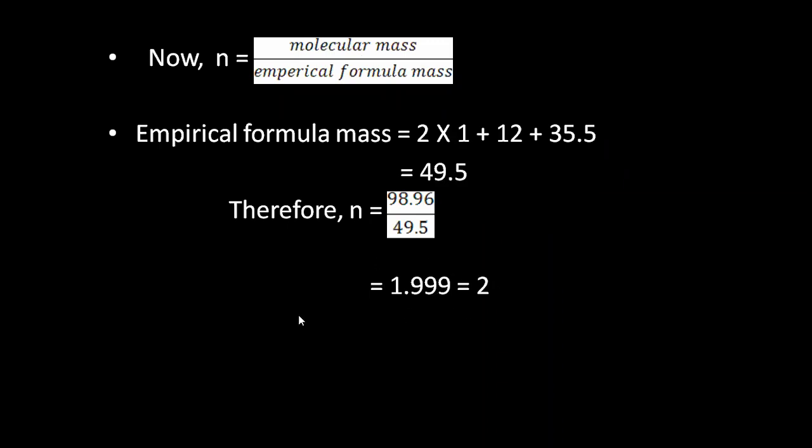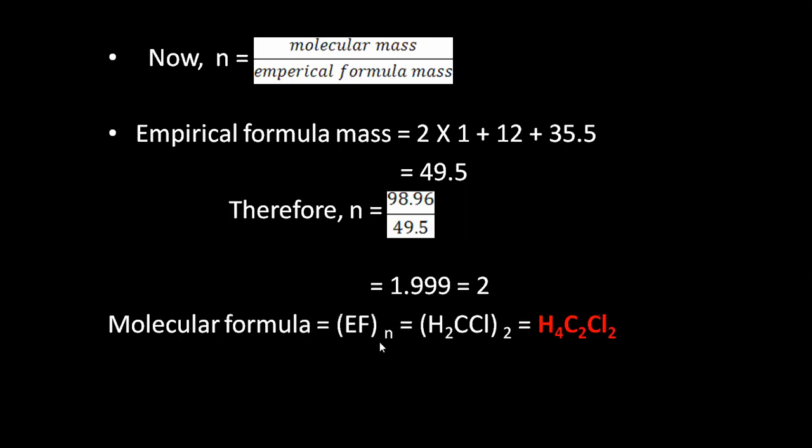Always remember that. So now, once we have got n, what do we know? Molecular formula is empirical formula into n. What is the value of n? Value of n is 2. So if I multiply it by 2, what I'll get is H4C2Cl2. So that is the formula of the compound, which they have given us in the form of percentage. So that is how we convert any given percentage into the empirical formula or molecular formula. Okay, so let us go for the next.